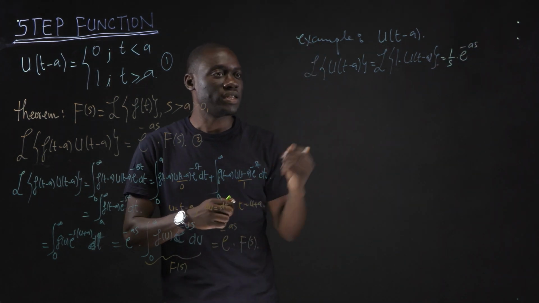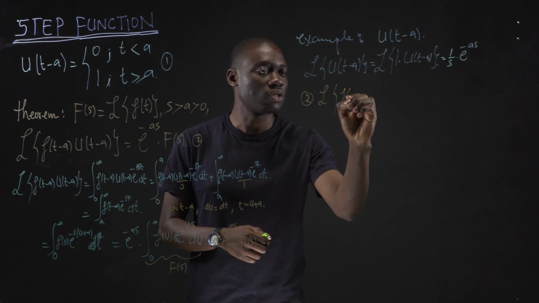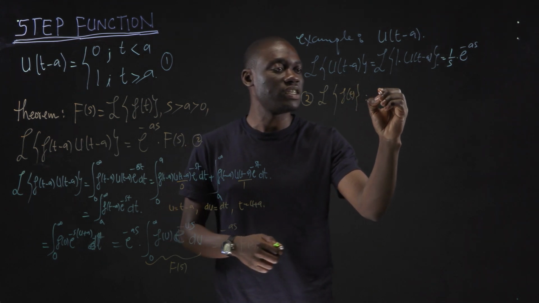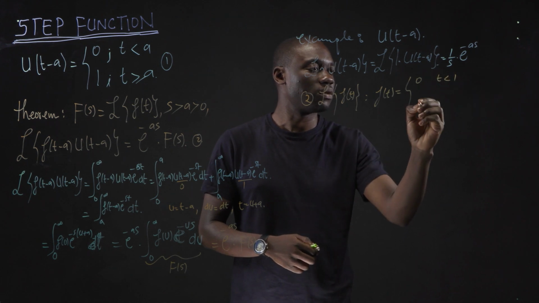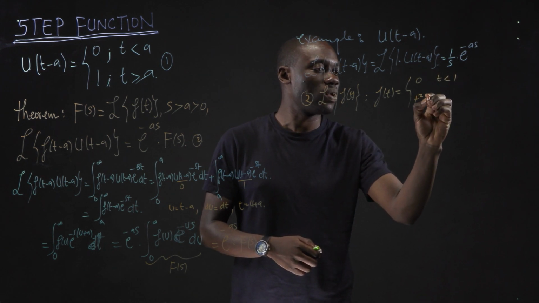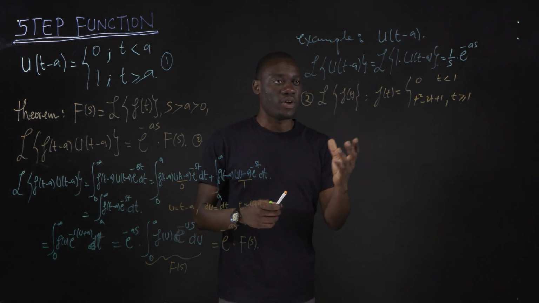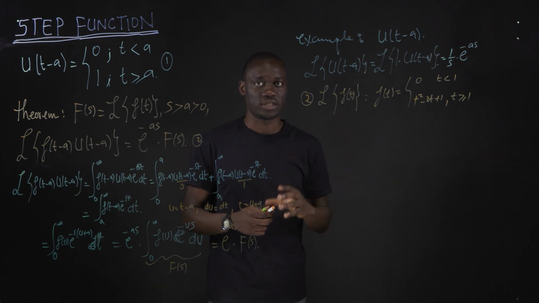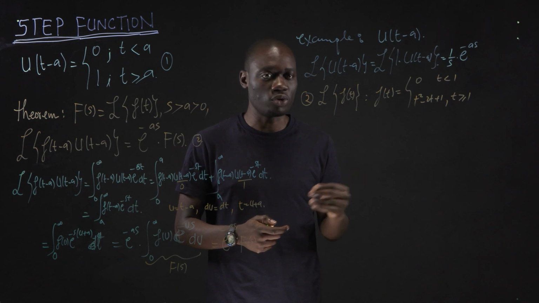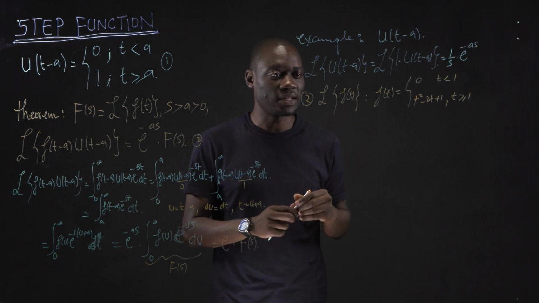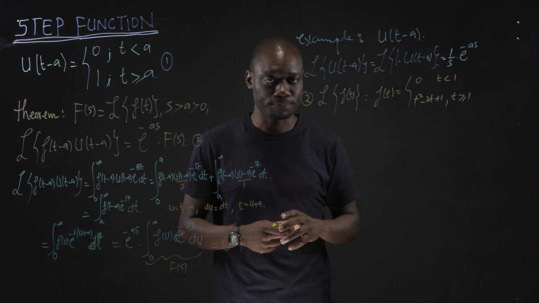Now, let's look at the second example. Find the Laplace transform of the function f(t), where f(t) is equal to 0 if t is less than 1, and t squared minus 2t plus 1 if t is superior or equal to 1. So you have to find the Laplace transform of this function. How will you approach this? You will realize that you need to write this as a unit step function.